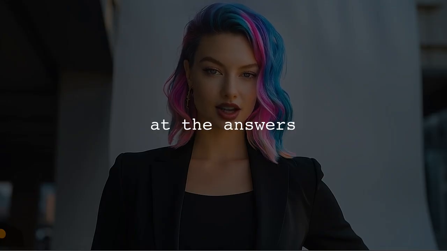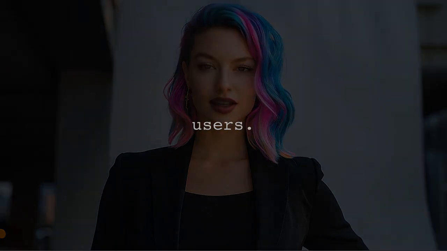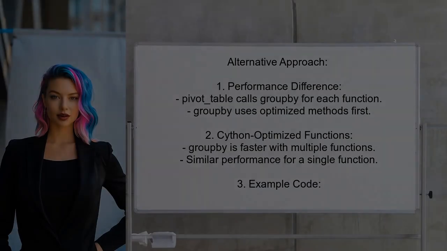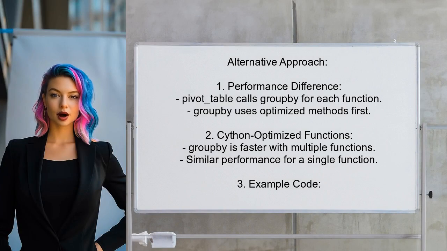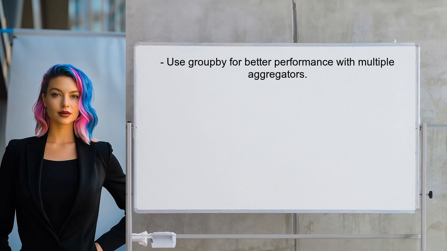Now let's look at the answers provided by other users. This user explains that the performance difference between pivot table and GroupBy comes down to how they are implemented. When using pivot table with multiple aggregation functions, it calls GroupBy for each function, which can slow it down significantly. In contrast, GroupBy tries to use optimized methods first, making it faster, especially with Python-optimized functions like sum and size.